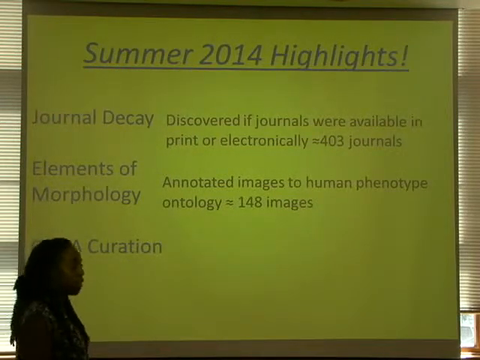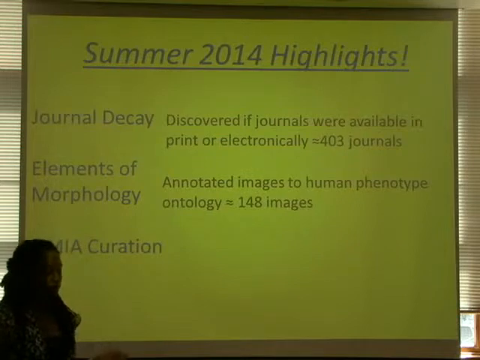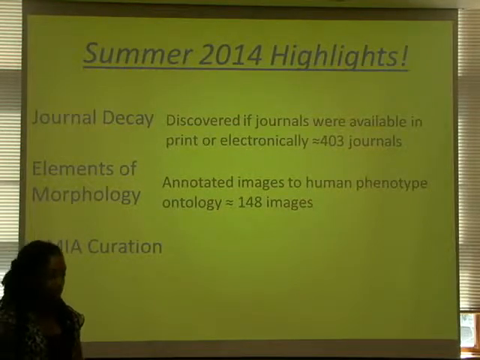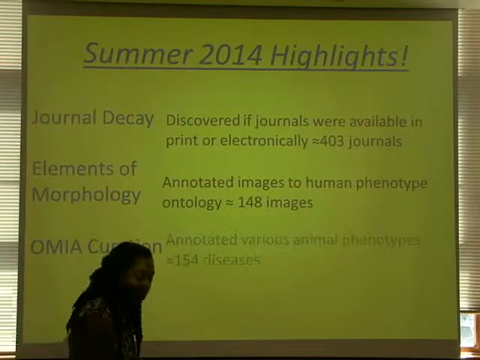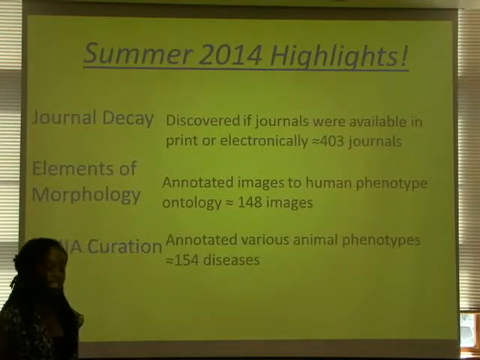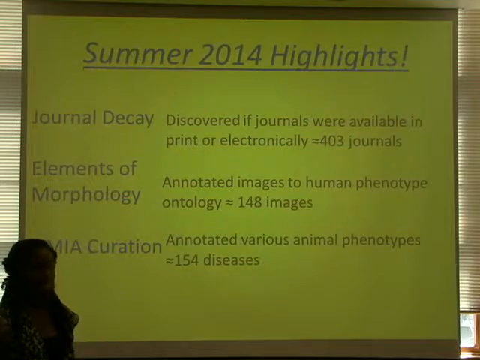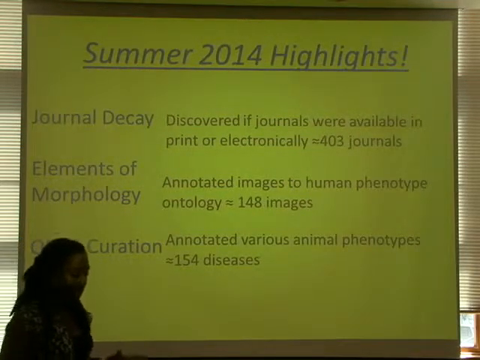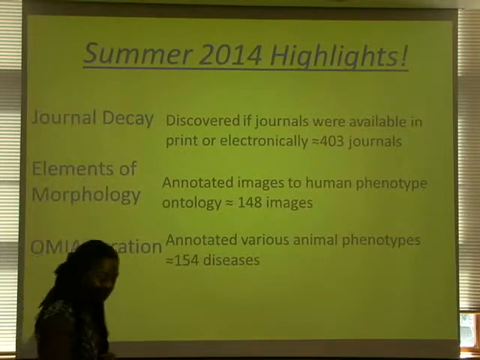Instead of the mammalian phenotype ontology, we used the human phenotype ontology, and that was 148 images. And the Omnia curation is much like the mouse curation that I did, except it used a number of animals such as cats, dogs, horses, sheep, just a lot of animals. And I did 154 diseases with that.